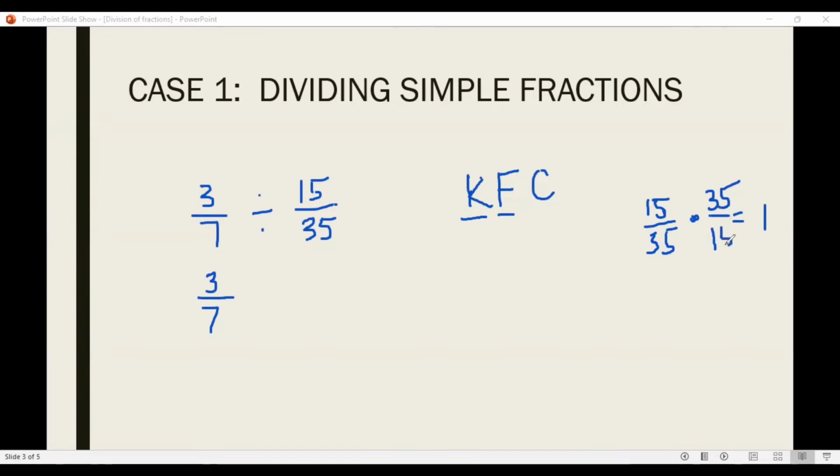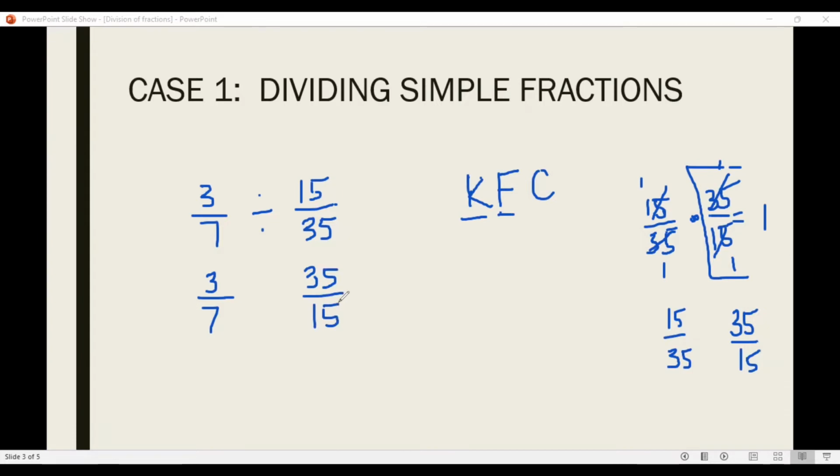If you do that, we can cancel out the 15 with the 15, making it 1 over 1, and also the 35 with the 35 in the denominator, making that equal to 1. So the answer is 1. Now, that is the reciprocal. The multiplier for 15 over 35 is the reciprocal of 15 over 35, and that is 35 over 15. That pertains to the letter F, which means flip. So we have now 35 over 15.